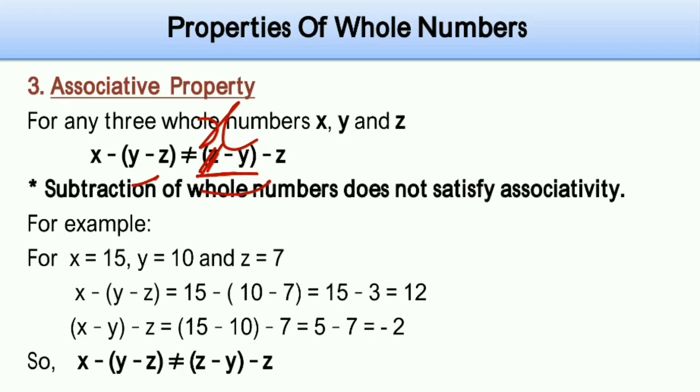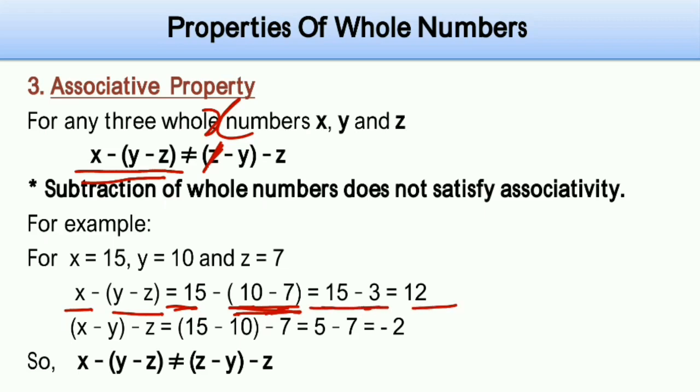So let's understand through an example. Suppose that x is equal to 15, y is equal to 10, and z is equal to 7. For group 1, x minus (y minus z) is equal to 15 minus (10 minus 7). If we solve it, 10 minus 7 is 3, so 15 minus 3 is equal to 12.